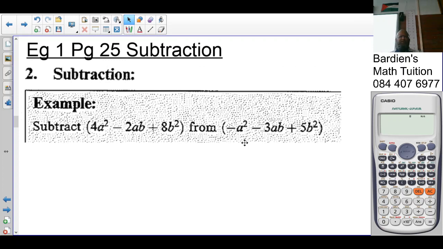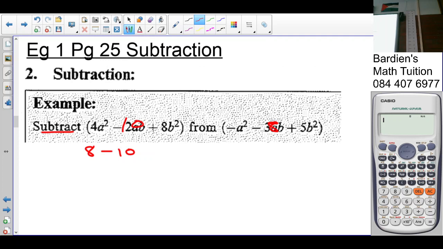Right. So at this point in our lives, we are told, example 1, page 25, subtraction. The example says subtract 4a squared minus 2ab plus 8b squared from negative 8a squared minus 3ab plus 5b squared. We're going to take it one step back. If here was a 10, it says subtract 10 from 8. What would the sum have been? 8 minus 10. What's 8 minus 10? Negative 2.